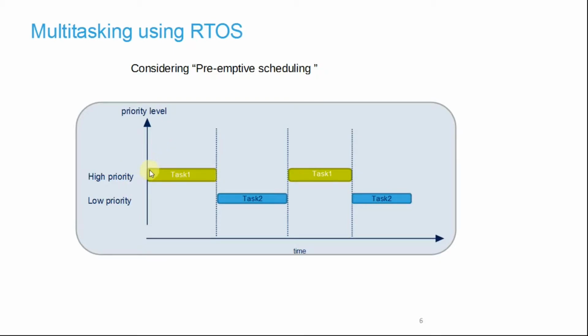Once the scheduler takes task 1 for the execution, it will execute task 1 for a certain period of time. Once the task 1 execution is finished, the scheduler will automatically switch to the low priority task. Here it is task 2, and it will execute for a certain period of time. Once the execution of task 2 is completed, the scheduler will switch to task 1. This is how the multitasking application of two tasks looks like.